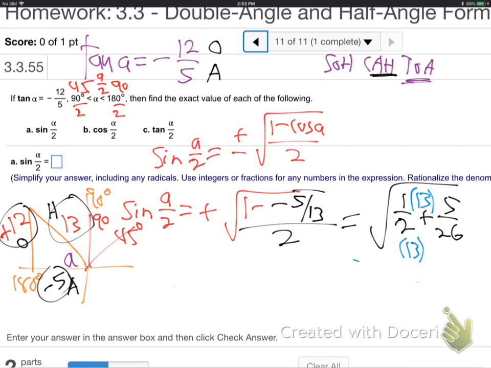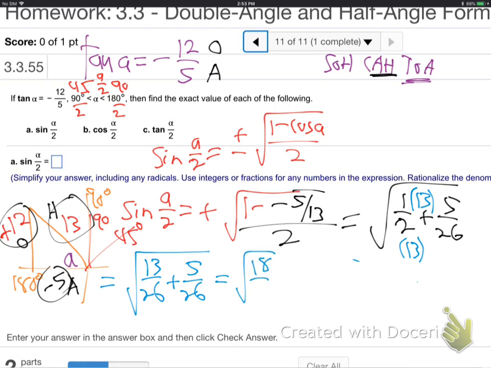So bring it over here. All right, so I'm getting the root of 13/26 plus 5/26, which equals the root of 18/26, which is root of 9/13. Right? Divide top and bottom by 2, 9/13.